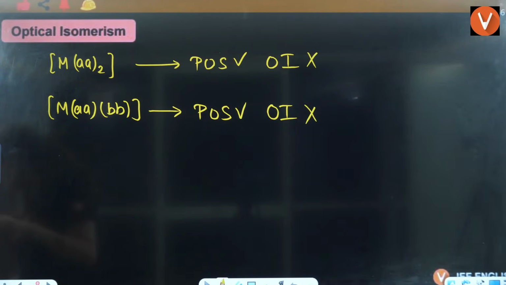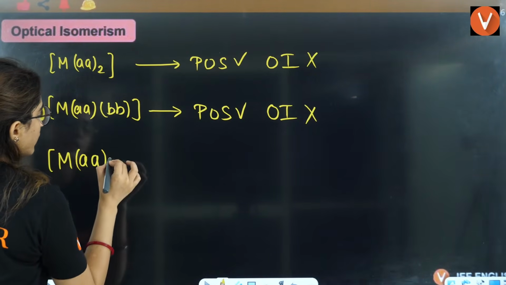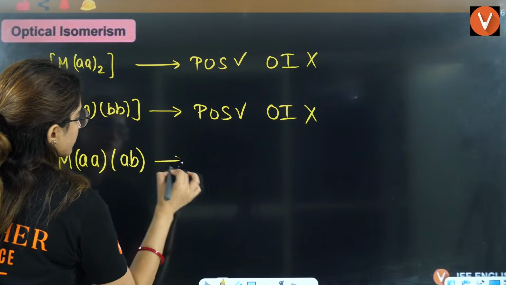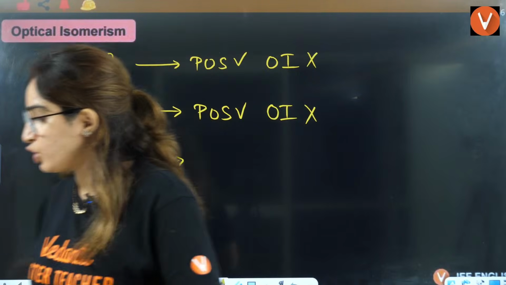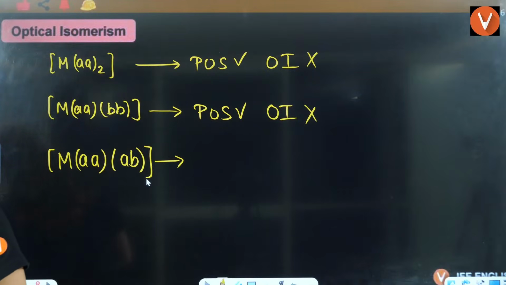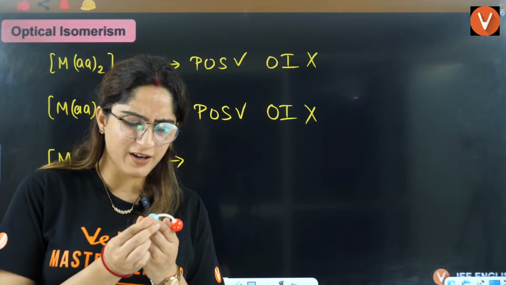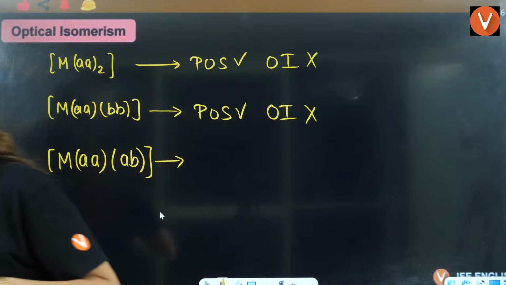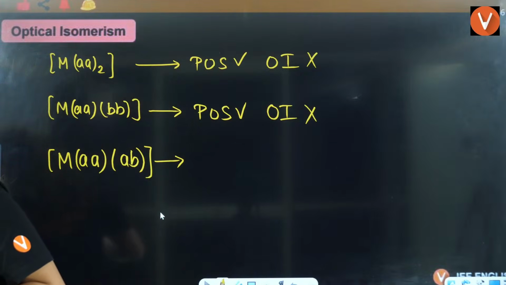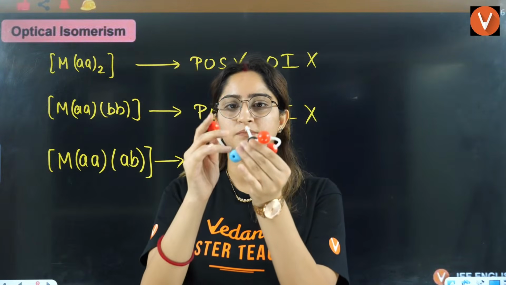Right? The third one, you have done AA, BB. Then let's do M of AA and then AB. Now you are going to have one AA. Usually we represent the red one with A, so I'll represent that only. And here you will have one B. So I'll replace it with one atom. So this is going to be AB.